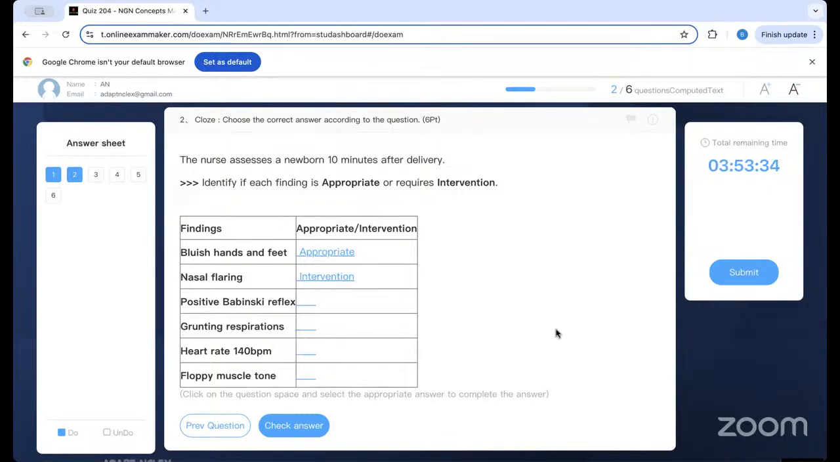Positive Babinski. Babinski is normal in a 10-minute-old baby, right? It goes away after a couple of months. Sometimes it will be there for over 6 months, right? But this is appropriate.